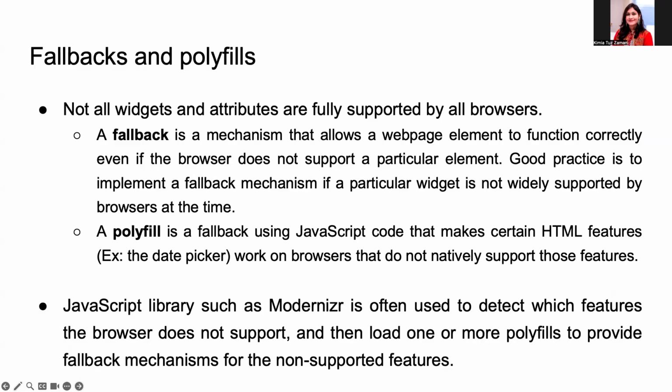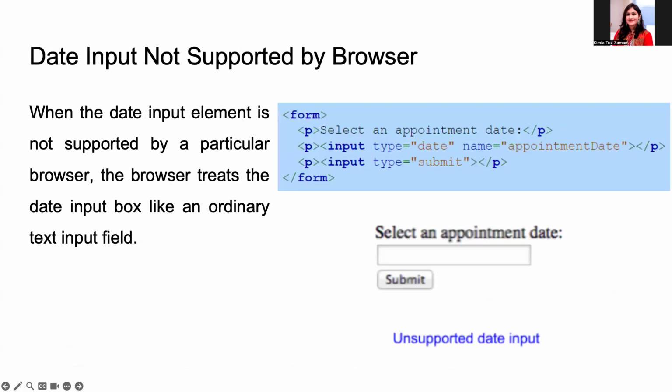To manage this more efficiently, developers often rely on libraries like Modernizr. Modernizr scans the browser to see which features are supported and which are not. Based on that information, it can automatically load the right polyfills to fill the gaps. This approach ensures that no matter what browser a user has, the core functionality of the web page remains the same.